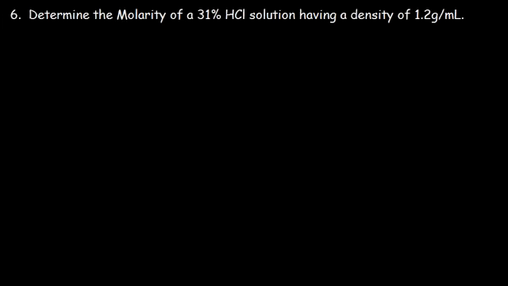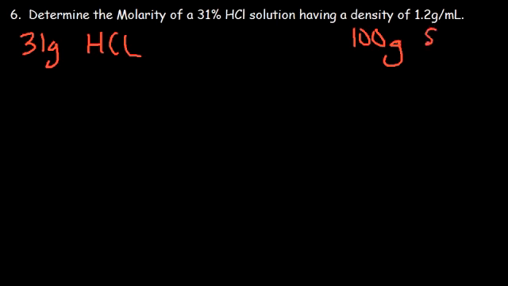Number 6. Determine the molarity of a 31% HCl aqueous solution having a density of 1.2 grams per milliliter. Let's assume it's aqueous, so water is the solvent. Let's keep it simple. So if we have the mass percent, which is 31%, what that means is that there are 31 grams of HCl out of 100 grams of solution, because 31 out of 100 is 31%, and the difference, 100 minus 31, that's the grams of solvent. So there are 69 grams of H2O.